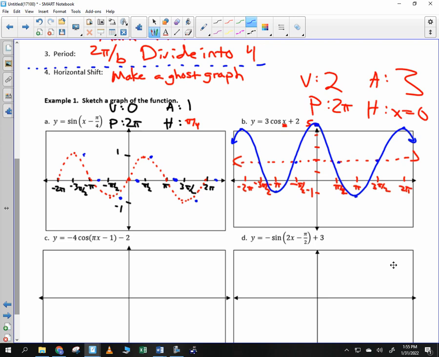This is a tick mark. I hope that you can look at my blue graph and say it's the same as the red graph. It's just moved to the right approximately pi over 4 units. Yes, because pi over 4 is half of pi over 2.